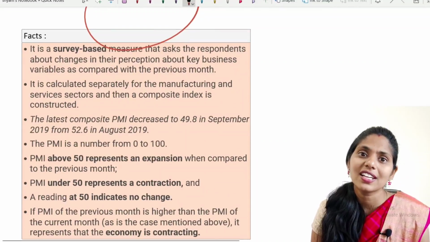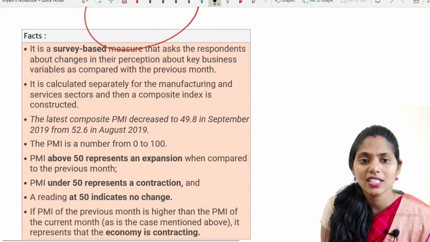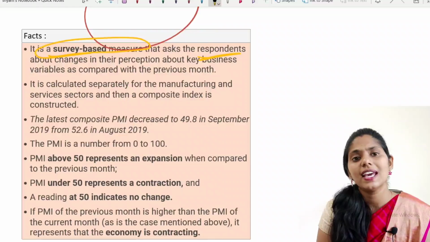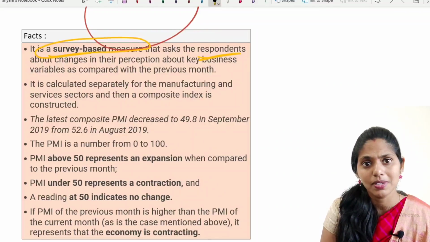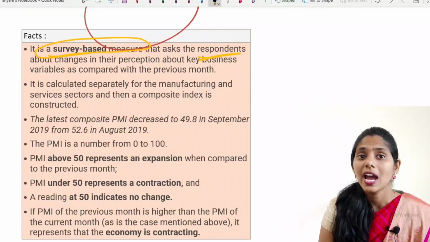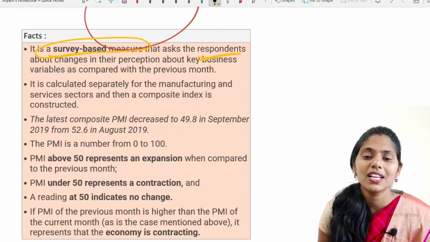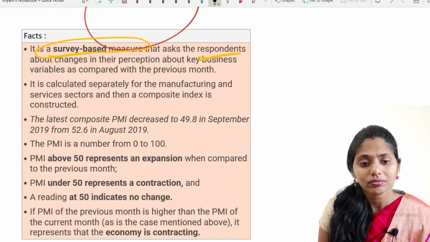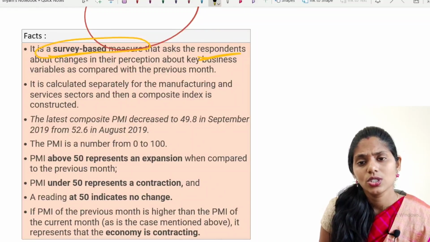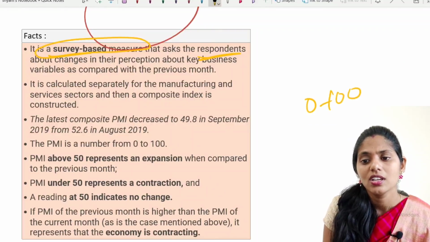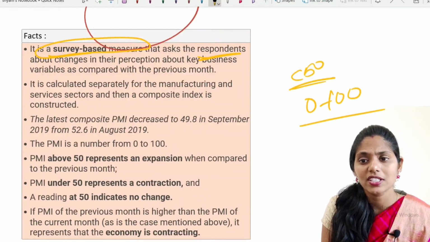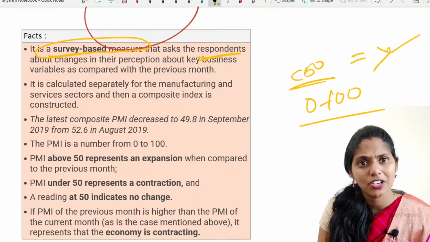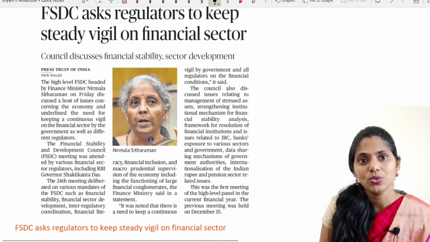So if you are talking about some facts regarding this PMI, the Purchasing Managers' Index, it is a survey-based measure, and it mainly asks respondents about the changes in their perception of key business variables as compared to the previous month. This Purchasing Managers' Index is calculated separately for the manufacturing and services sectors. The number varies from 0 to 100. If it is less than 50, we see contraction; equal to 50 means no change; and more than 50 means there is expansion. So these are some important things that you need to remember.